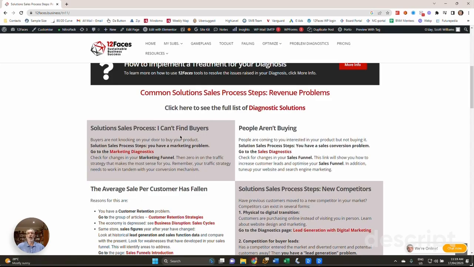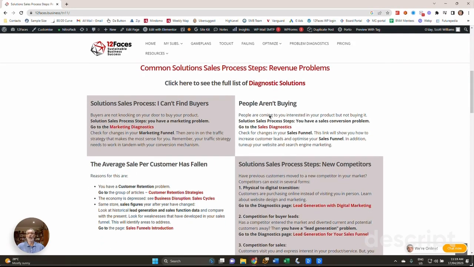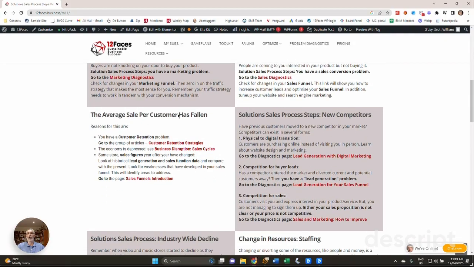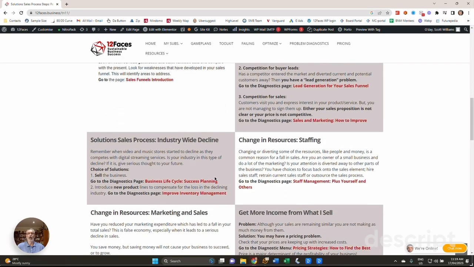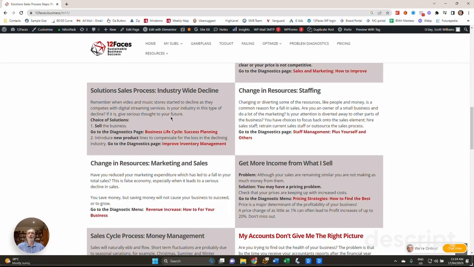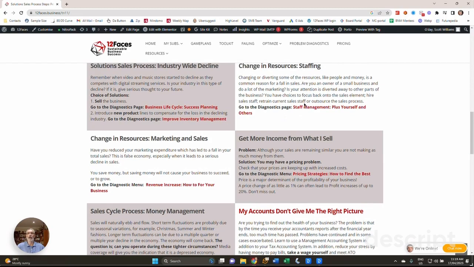He's not getting enough buyers, or people aren't buying in general. He's getting the customers, but the average per sale has fallen. That there's new competitors in town. There's an industry-wide decline. So that could be that, for example, when music stores used to sell vinyl, then they sold cassettes, then they sold CDs. Now they've been largely replaced by streaming services. Could be a change in his staffing resources. So important people have left or new people have come in that aren't as experienced.